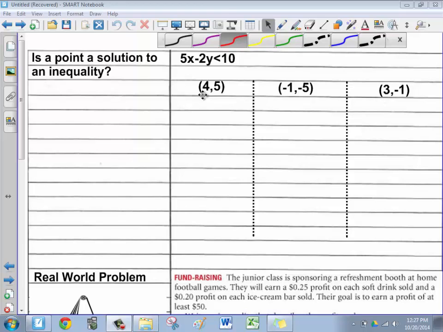Here we want to figure out, is a point a solution to an inequality? Here I got 3 points given to you right here. We want to see if it's a solution to an inequality.